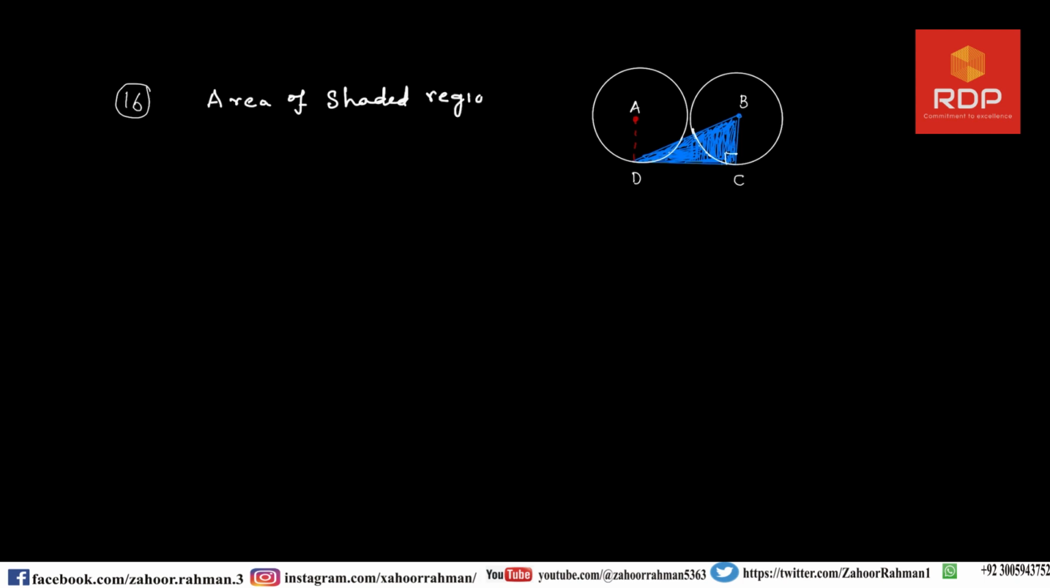Area of shaded region is equal to 1/2 into base into height. Let us label it as equation number 1. First of all, we have to find the radius of each circle.